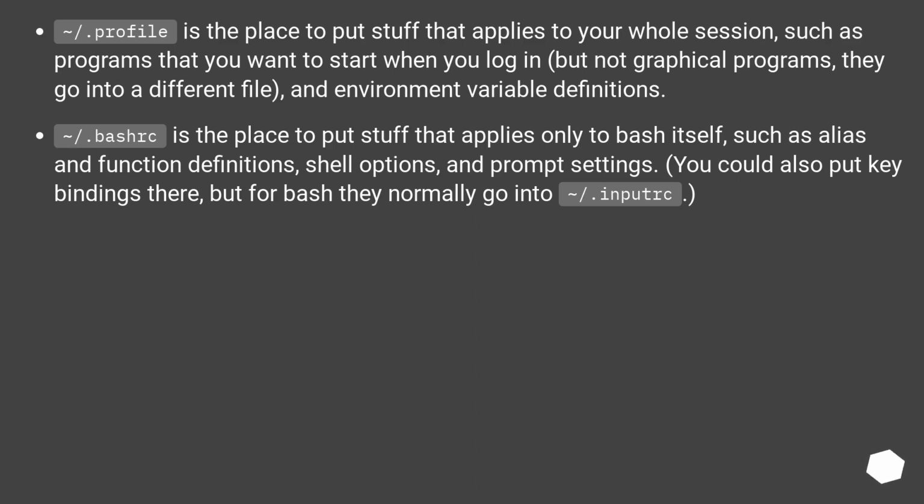~/.bashrc is the place to put stuff that applies only to bash itself, such as alias and function definitions, shell options, and prompt settings. You could also put key bindings there, but for bash they normally go into .inputrc.